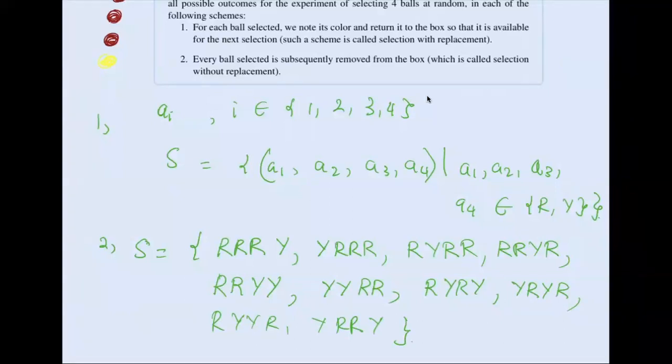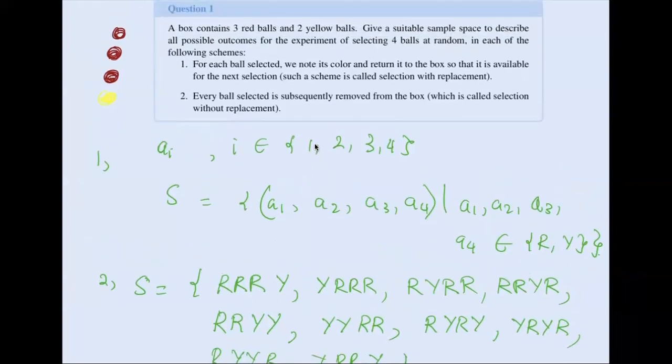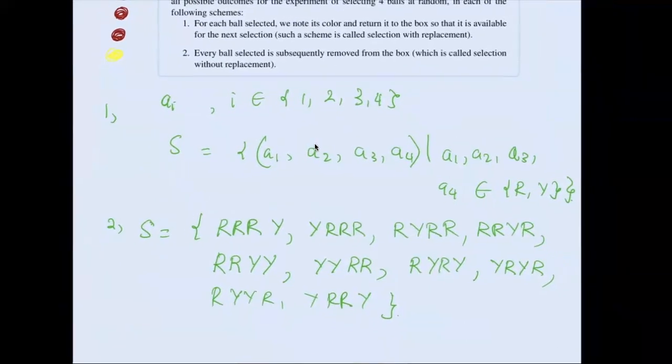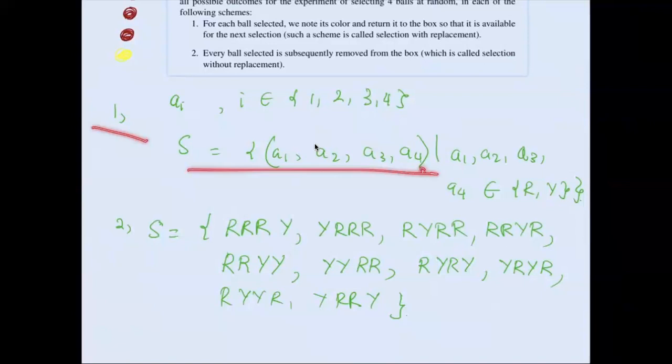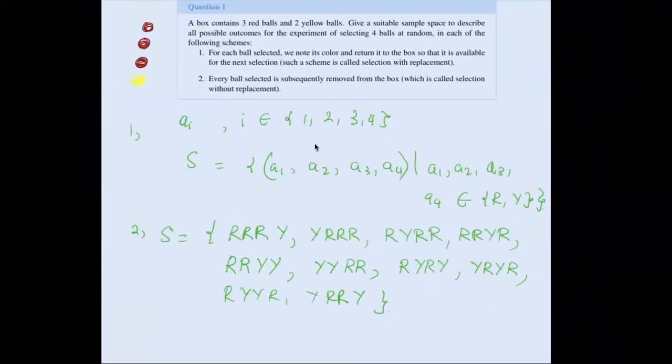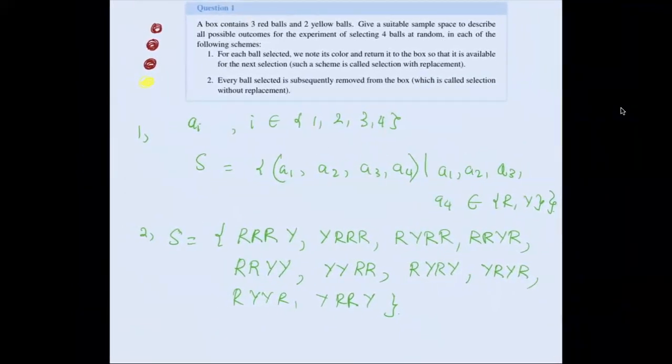But we put the balls back in the bin so they can be used again. This one, the second one, they don't put the ball back. The first one, we did put the ball back. That is selection with replacement. But for the second one, it is without replacement, so we don't put the ball back in. So this answer is for the first one, and this answer is for the second one. Does this make sense?